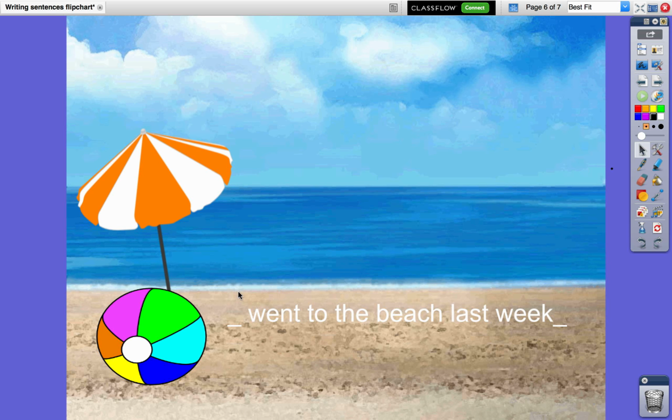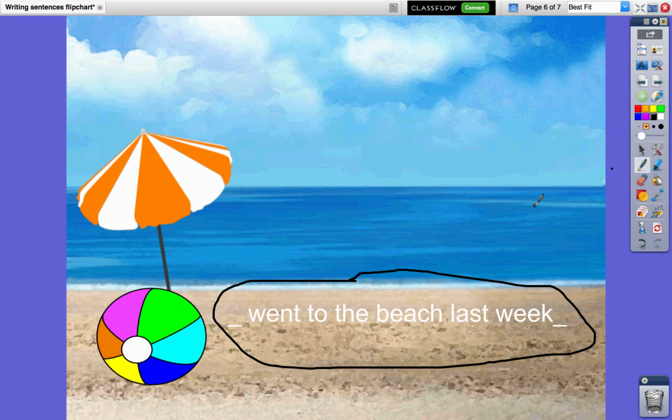Here's one more slide, and here is the sentence again. It says, I went to the beach last week. I really emphasize these lines right here. It gives the students some guidance and shows them what you're looking for and where you expect them to place things. These lines are very important, I feel like. So we have the question mark, a lowercase i and a capital I, and then we also have a period.